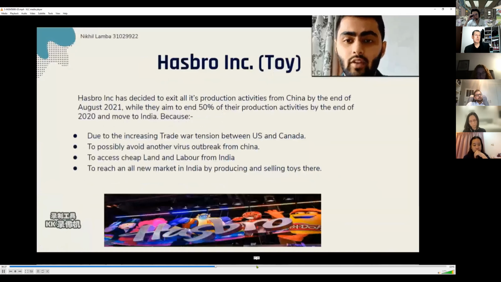Founded by Henry Hassenfield in 1923 with headquarters in the United States, up to date they have 5,800 employees, and in 2020 they decided that they are going to move all their production from China by the end of August 2021. They also announced that by the end of 2020, they would like to move at least 50% of their production outside China. Now, why are they doing so? They're doing so due to the increasing trade war tension.